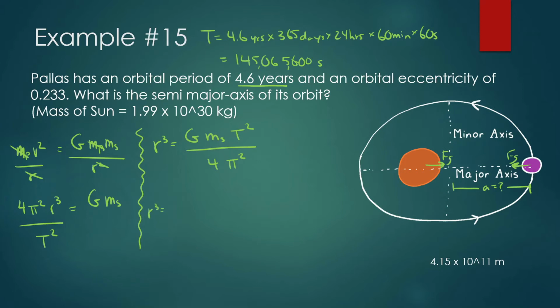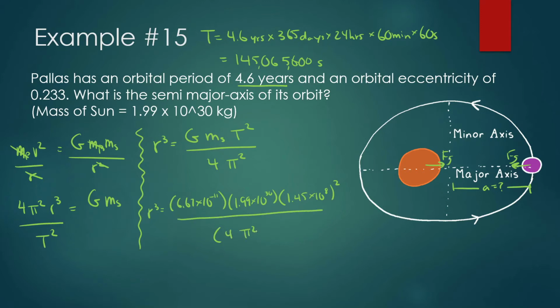R cubed is equal to G, which is 6.67 times 10 to the negative 11, mass of the sun, which is 1.99 times 10 to the power of 30, t squared, which is going to give us 1.45 times 10 to the 8th, and this is also squared. We have this t squared there, all divided by 4 pi squared.